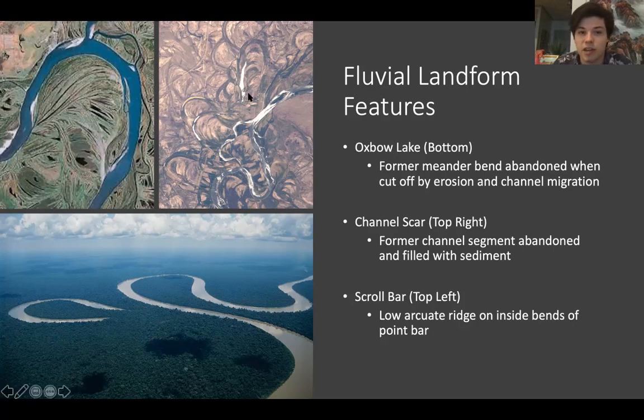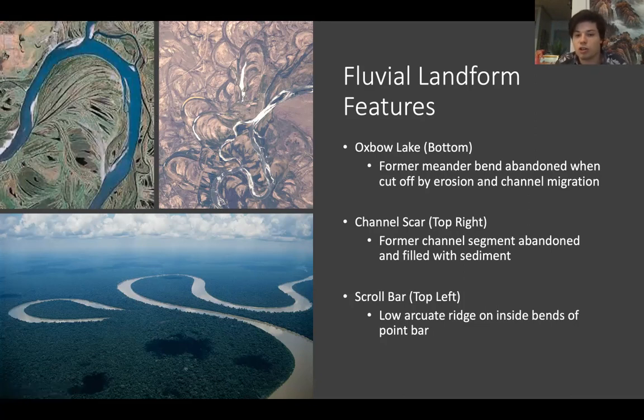Then up here in the top right, you can see a channel scar or many channel scars. So a channel scar is a former channel segment abandoned and filled with sediment. And you can see here that there appear to be a few places where the river is still running through, maybe through here as well, but there are tons of channel scars all over the landscape. You can see these places where the channel isn't connecting anymore, and it's filled with sediment instead.